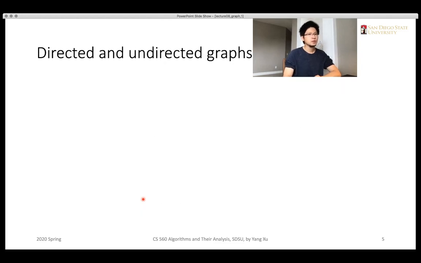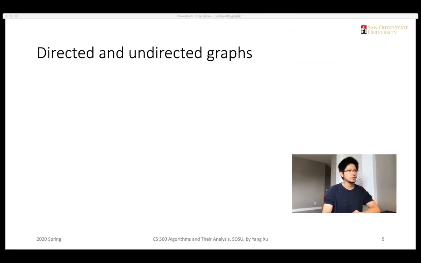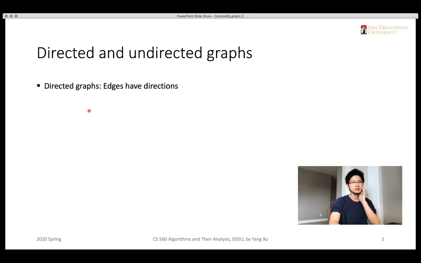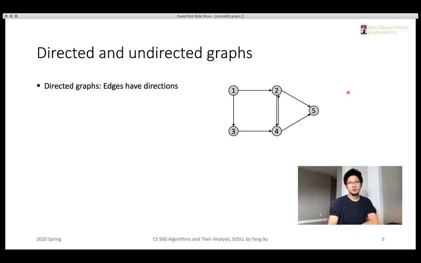Okay, so we also have two types of graphs when we look at the edges. The edges could be directed or undirected. As the name indicates, in a directed graph, all the edges come with arrows. In this graph, the edge between 1 and 2 is directional. It connects from 1 to 2, not the other way around.